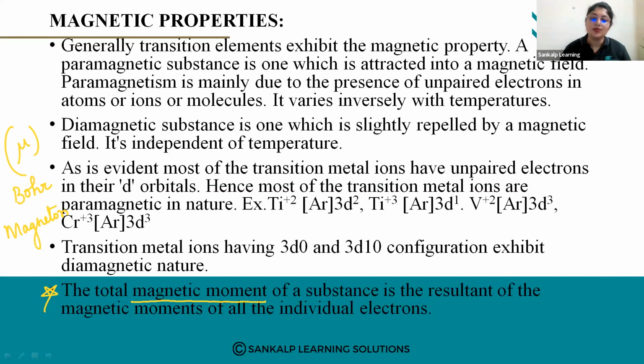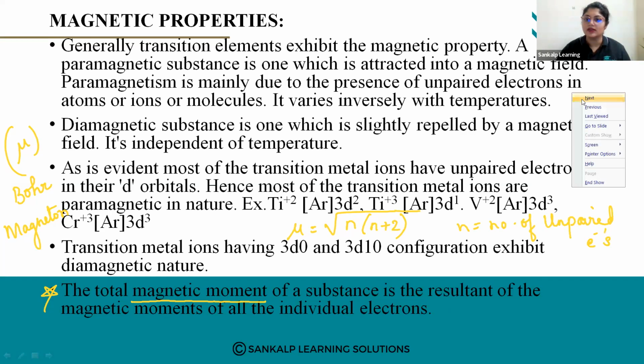What is the unit? It is Bohr magneton, and the magnetic moment is related to the number of unpaired electrons. So how is it given? Mu is equal to root of n into n plus 2. This is the formula we have to use, where n is the number of unpaired electrons. Now suppose I want to find out, I'll go behind and take a free slide.